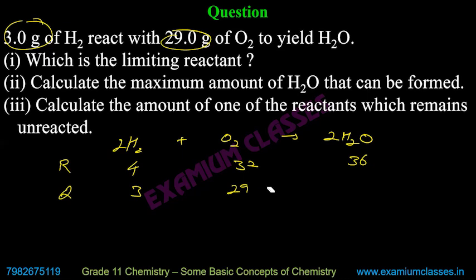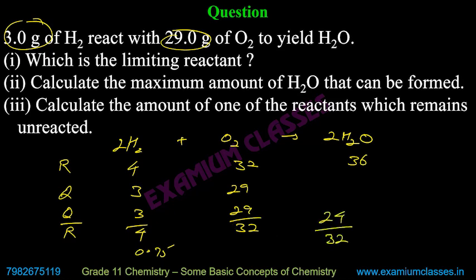Now to get the limiting reagent, you will calculate Q by R ratio. Do you remember that? Q by R ratio? Yes, sir. 3 by 4. Good. Now 3 by 4 will be 0.75. Now here 3 by 4, if you have 32 as the denominator, 3 by 4 would have been 24 by 32.